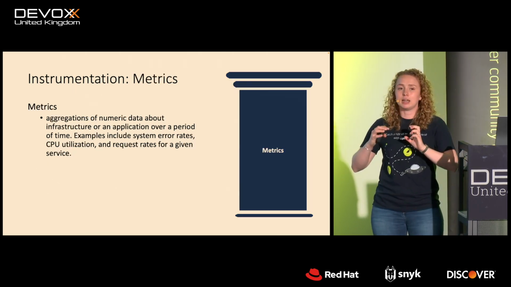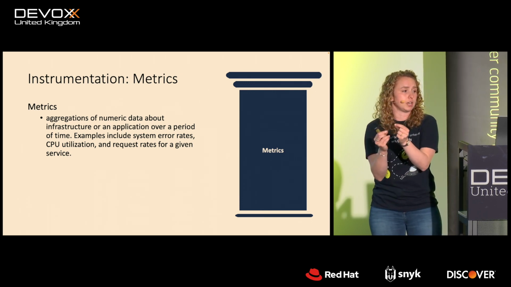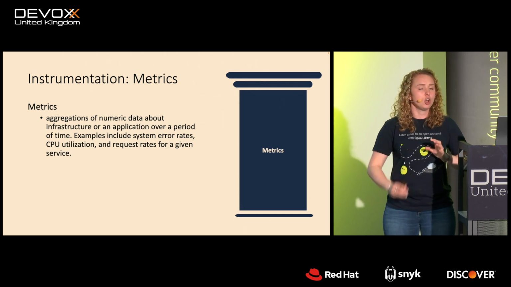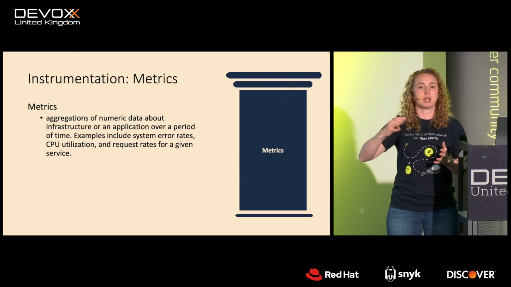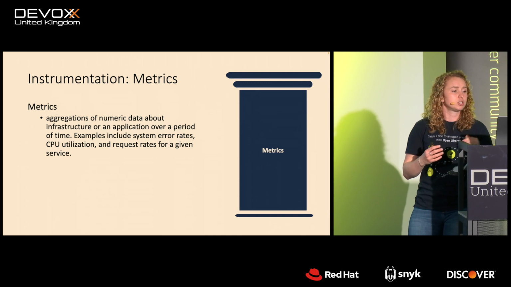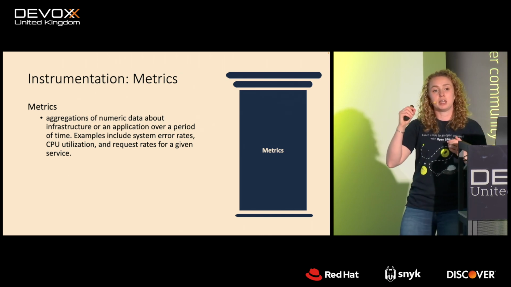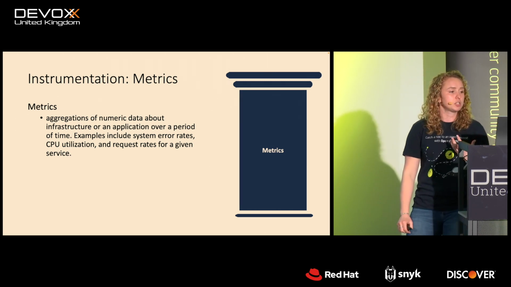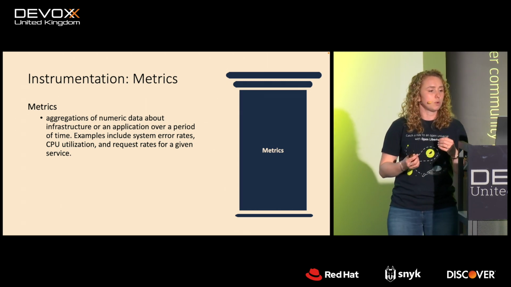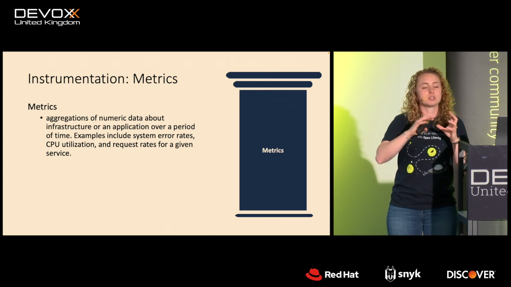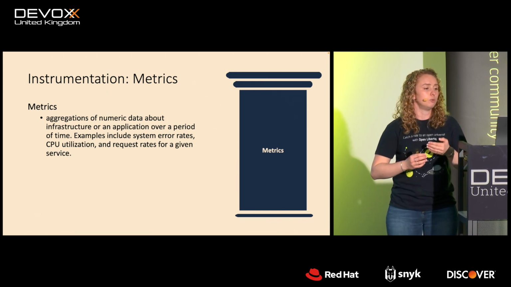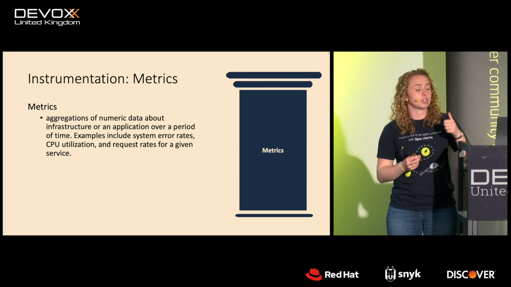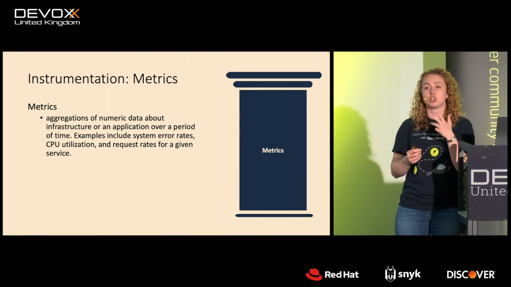So metrics really allows us to focus more on that numerical data. So more about understanding not just the infrastructure, but also the application over a period of time. So how is it behaving over that period? It includes things like system error rates, and also we're getting into resource usage here. So things like CPU utilization, memory utilization, request rates for a given service. So here is where we're getting data that's more malleable to mathematical, probabilistic, and statistical analysis. So being able to do things like sampling, aggregation, summarization, and correlation.